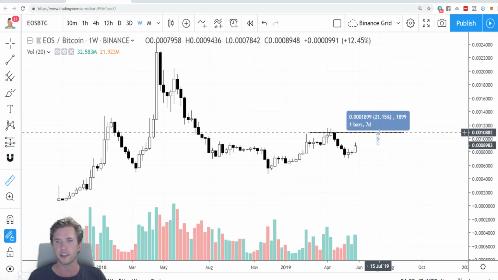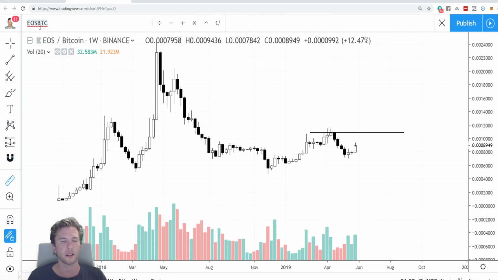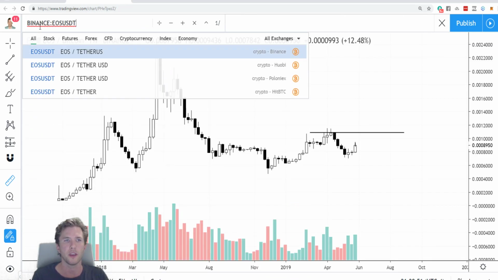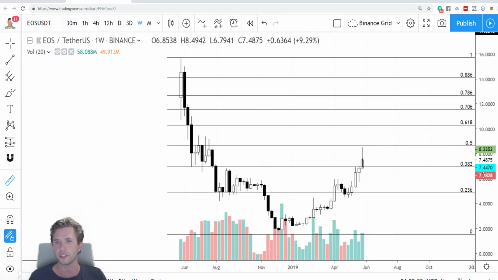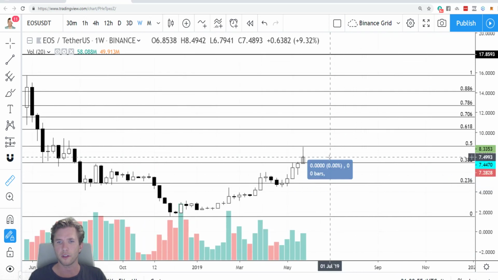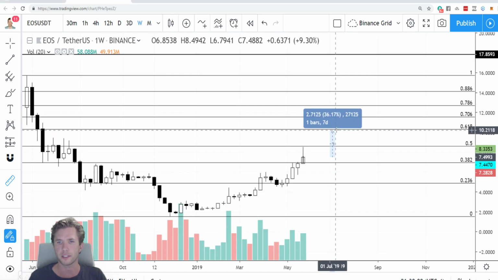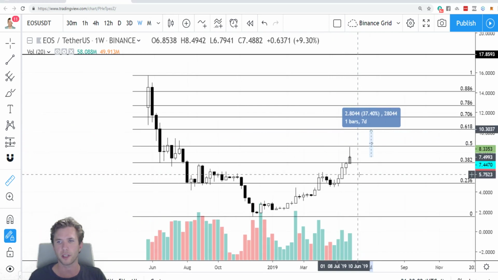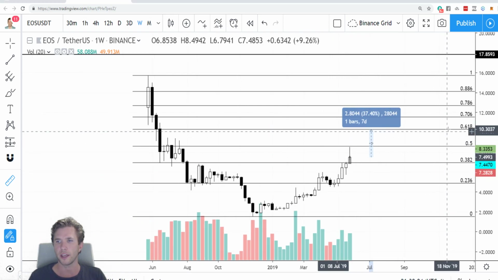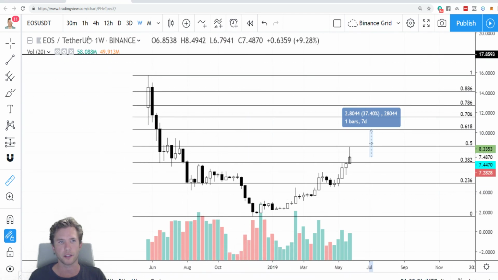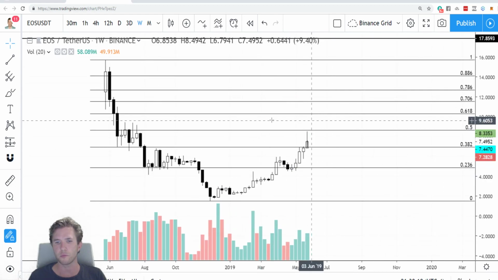Now, if this can move 21% while at the same time Bitcoin is going up or just kind of stays steady, well, then we may see another measured move up to this next fib level, which will be a 40% move, that 0.618 level from the top to the bottom on the EOS tether pair. So I was liking EOS more.